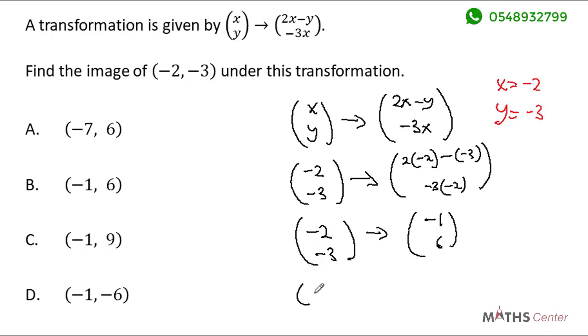So the point (-2, -3) under this transformation will give us the image (-1, 6). When we look through the options given to us, the correct answer is option B, (-1, 6).